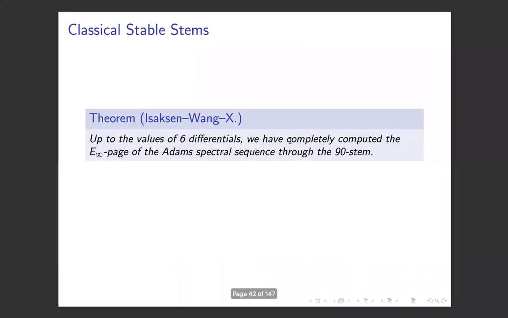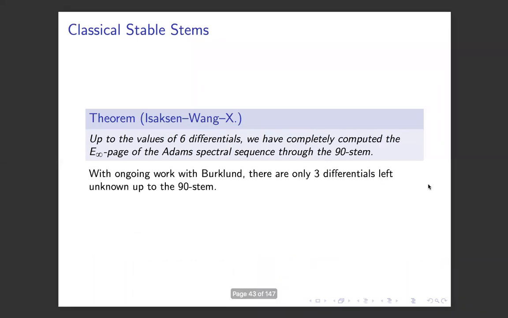Of course, we didn't compute all differentials up to the 90 stem. Up to the value of 6 differentials, we know the complete infinite page. So only a handful, and with ongoing work with Birkeland, we have known a few more. So it is actually expected that we have left a few differentials behind.